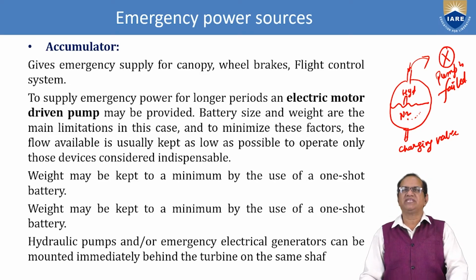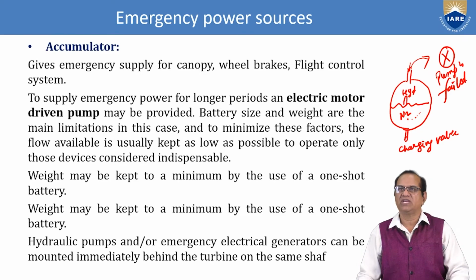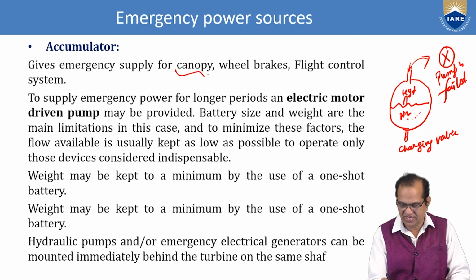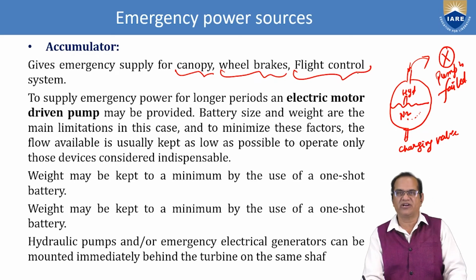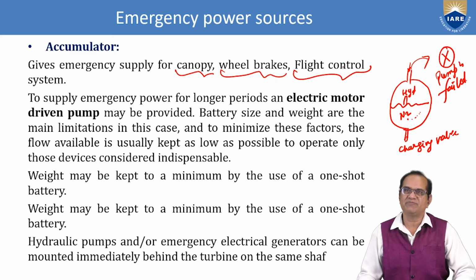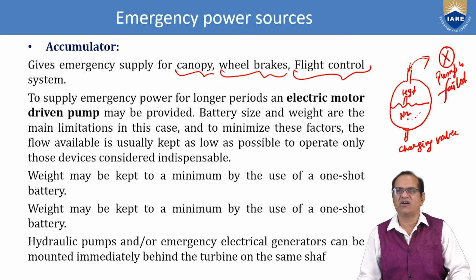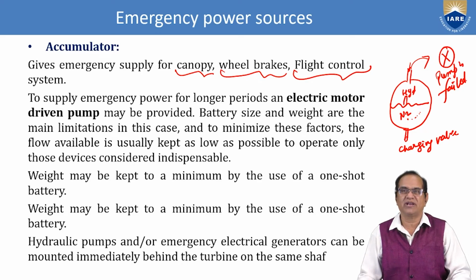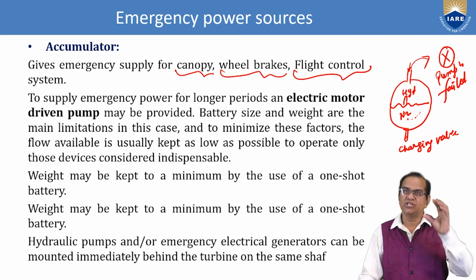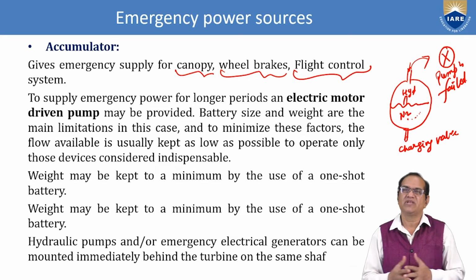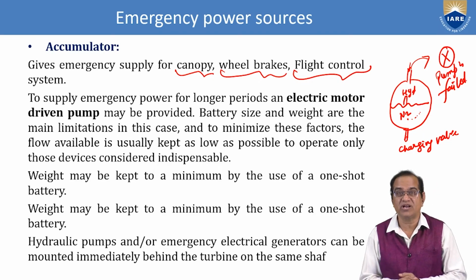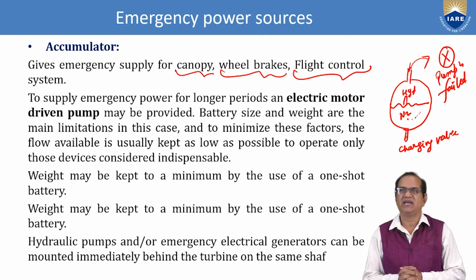So it gives emergency supply for the canopy, wheel brakes, and flight control system: elevator, aileron and the rudder. To supply emergency power for a longer period, an electric motor driven pump may be provided. These accumulators are used for very little time, but if you want more time, then an electric motor driven pump may be provided.